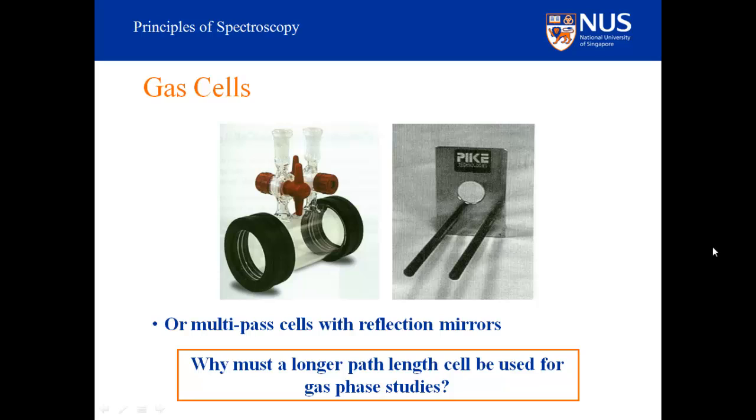Gas samples can be placed in gas cells, which you may have used already for the HCl experiment in CM2101. As molecules in gases are much further apart than in solids or liquids, it is important to use a longer path length, and this explains the length of this gas cell. This path length could be increased further by using mirrors so that the source radiation passes through the cell many times before reaching the detector.